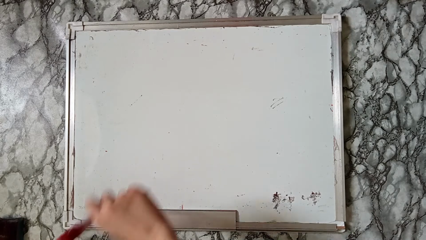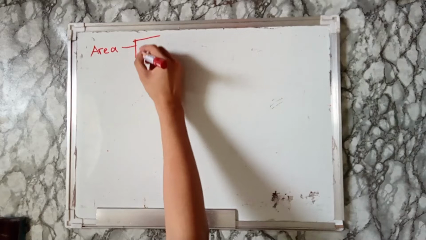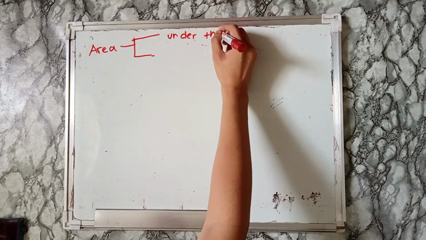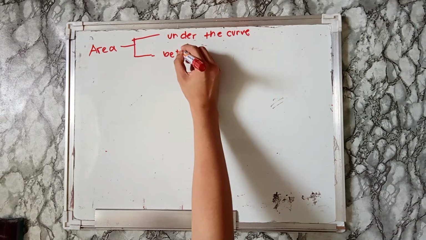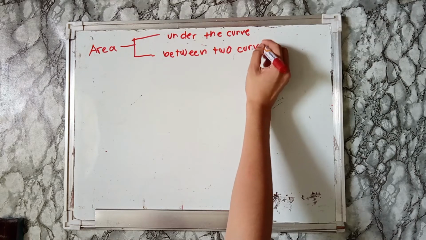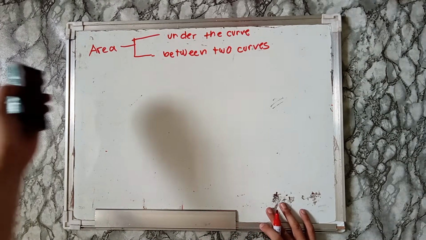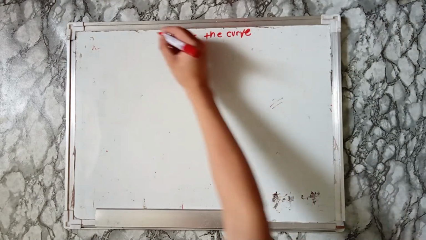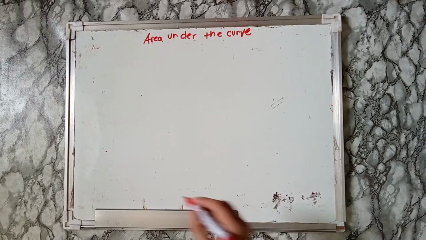So in area, we have area under the curve, and we have area between two curves. Now let's start with area under the curve, or shall we say a line. So area under the curve. Now let's say we have a graph here.